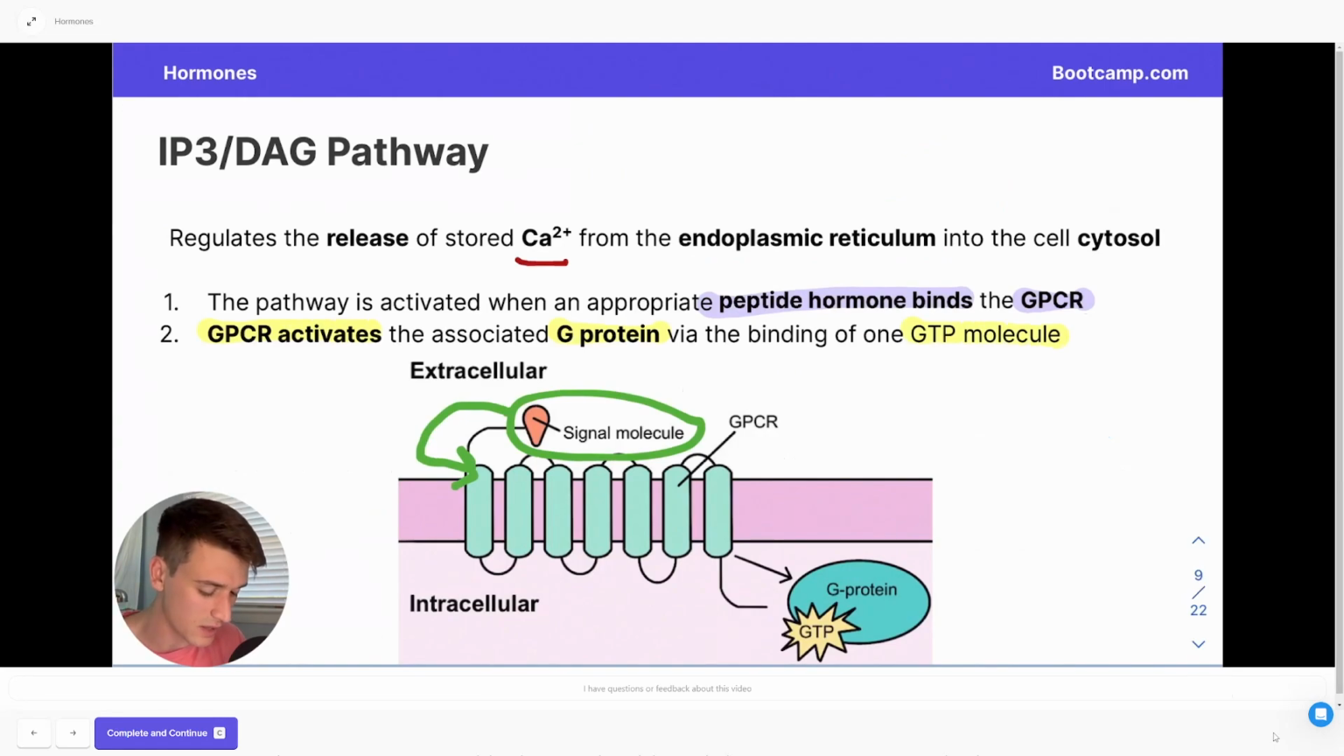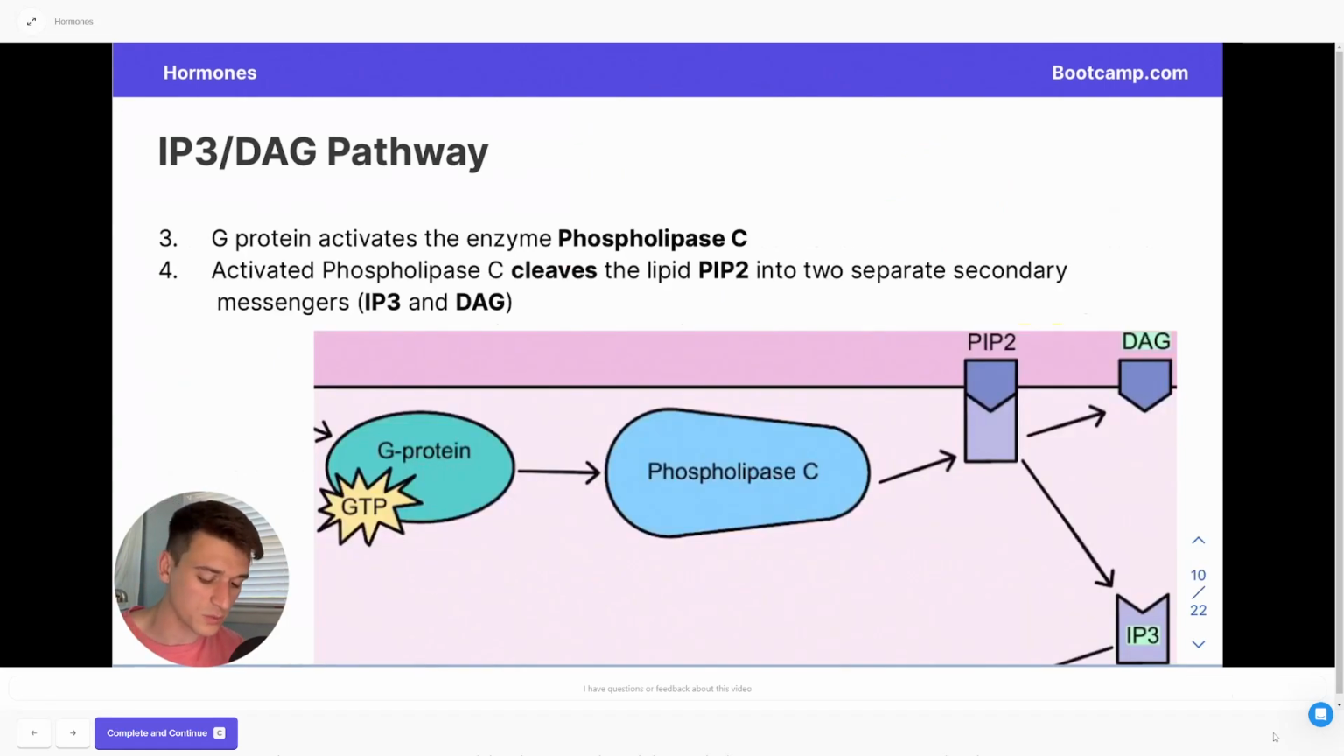We've had our signal molecule bind on the outside of the cell. On the inside, this translates to the activation of a G protein. So where do we go from here? As we said, G proteins will go on and do a whole bunch of important stuff for us inside the cell. In this case, for the IP3 DAG pathway, the G protein is going to go ahead and activate an enzyme for us, and that enzyme's name is phospholipase C, which can be found right in the center of our visual.